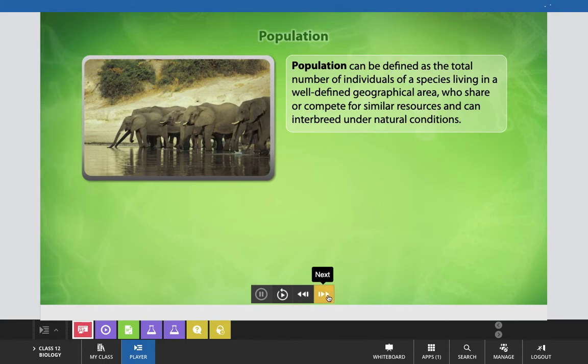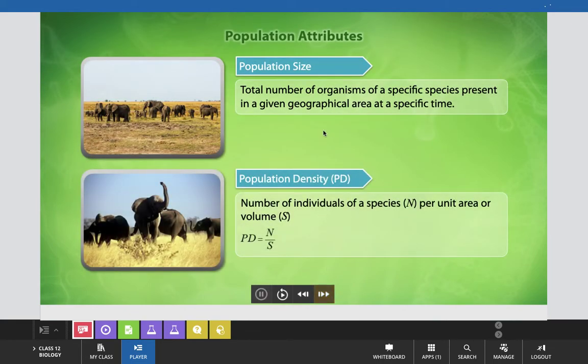Now, we will start with the different types of population attributes which can affect the population of a particular geographical place or area. Here, the first attribute is population size. The total number of organisms of a specific species present in a given geographical area at a specific time is known as population size.